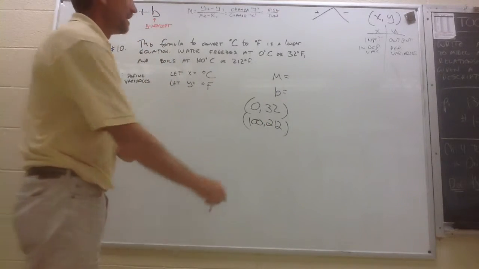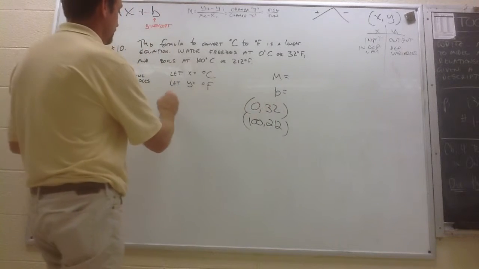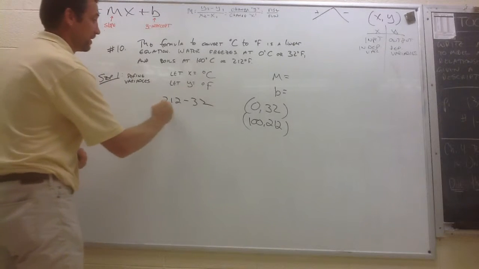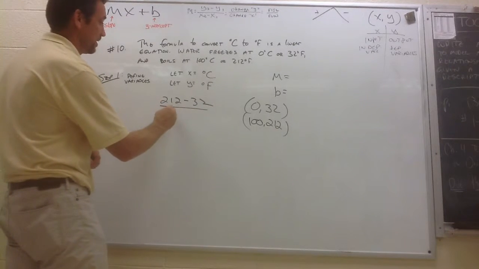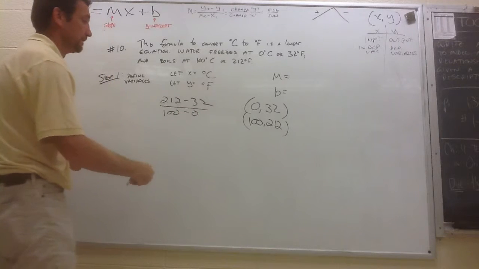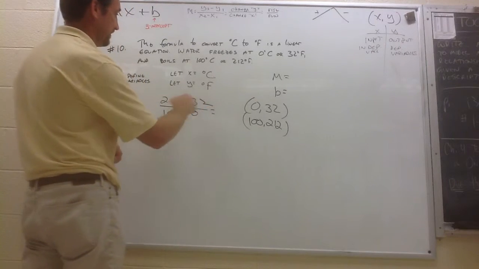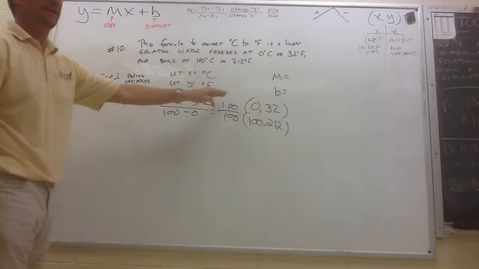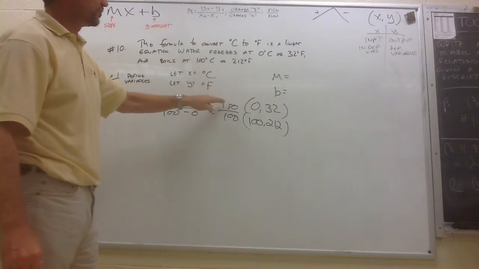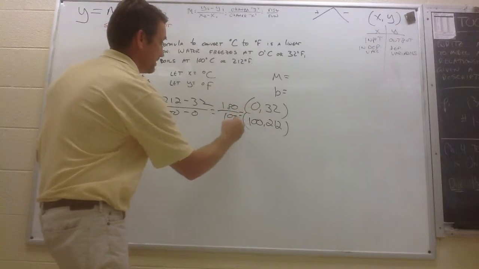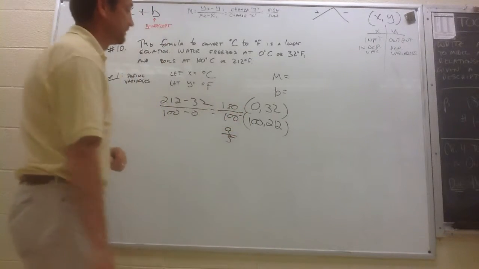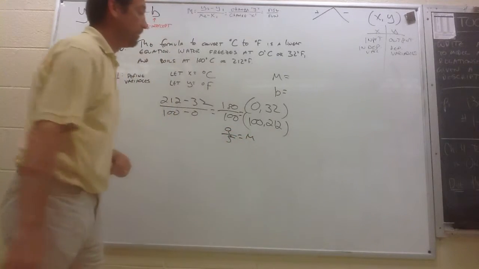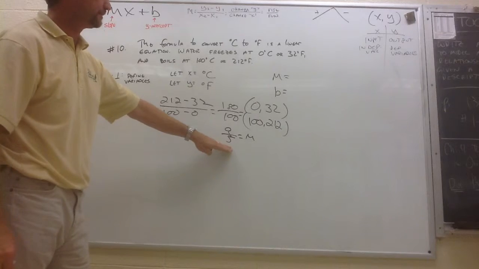So here we go. Let's find the change in the y values, 212 minus 32, over the change in the x values, 100 minus 0. That's going to give us 180 over 100. And we can simplify that. 20 goes into both of those. That becomes 9/5. Okay? So that is our slope. Our slope is going to be 9/5.